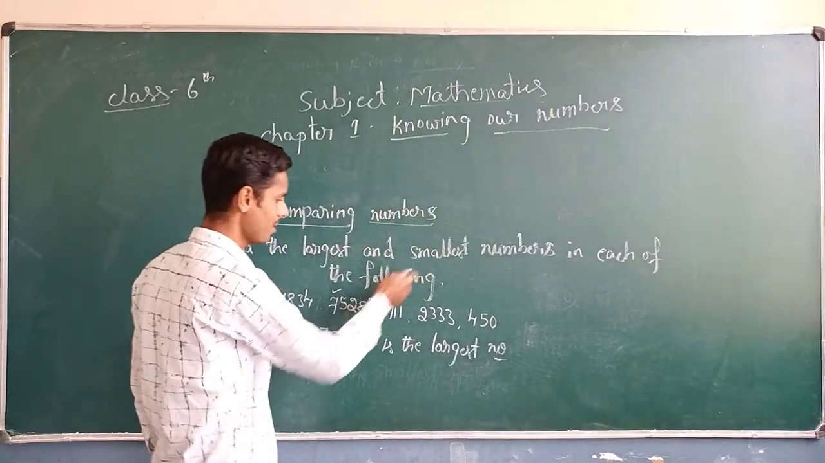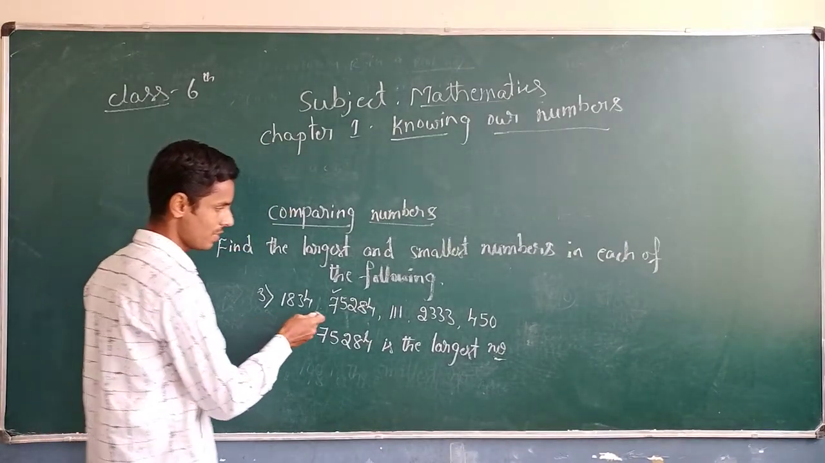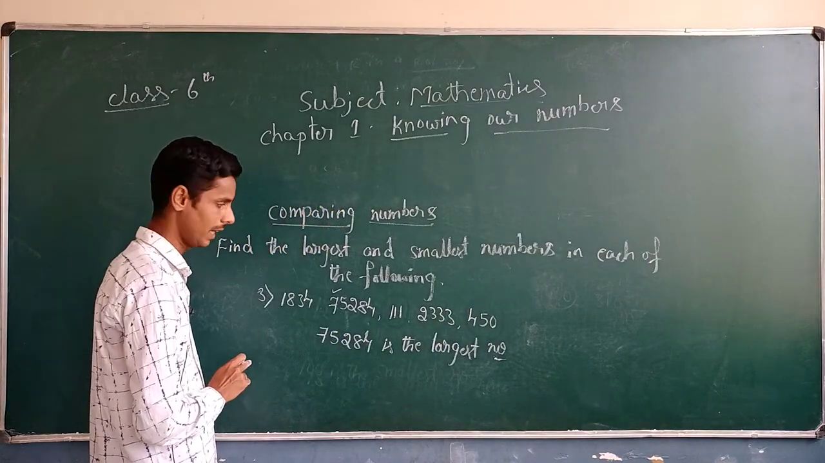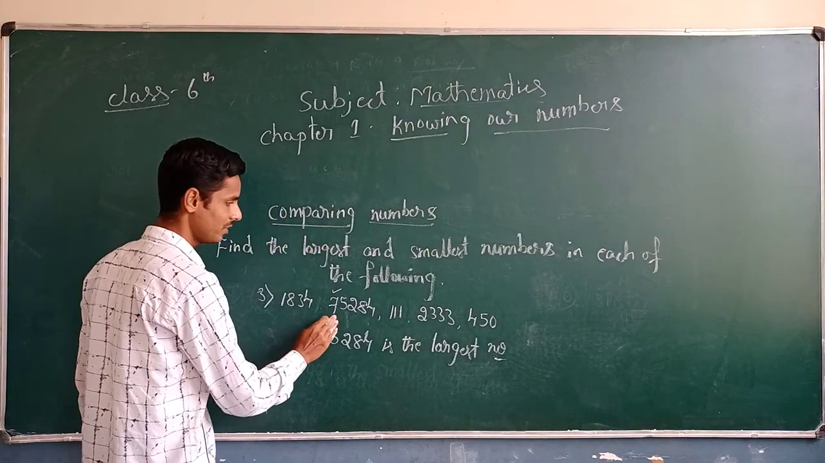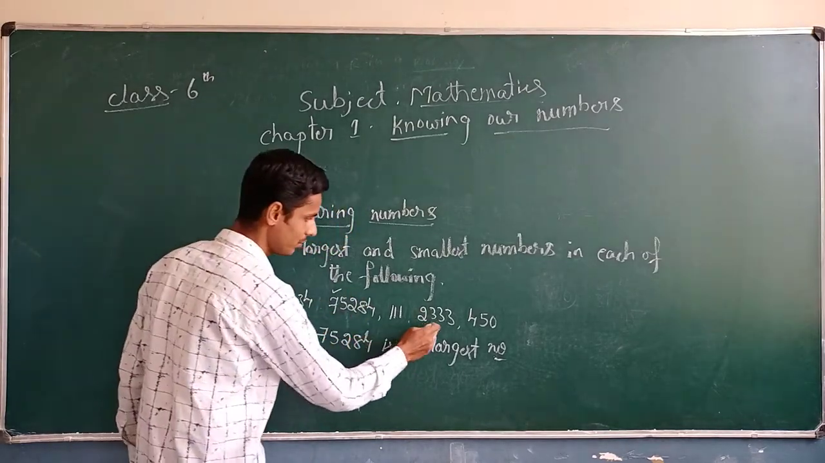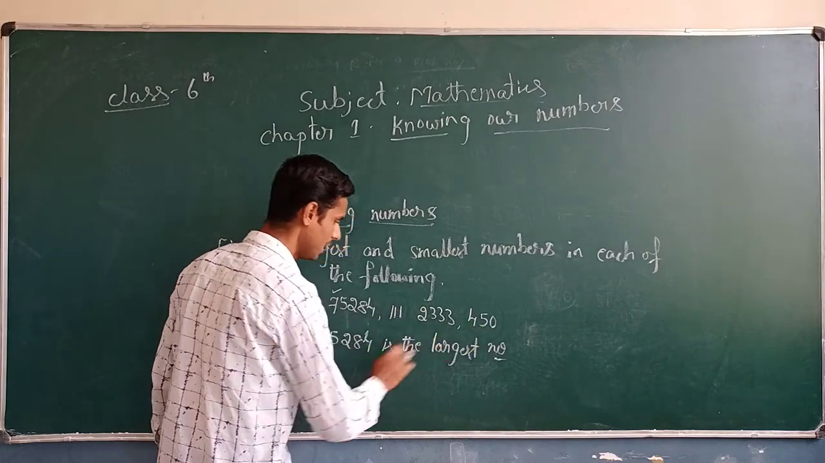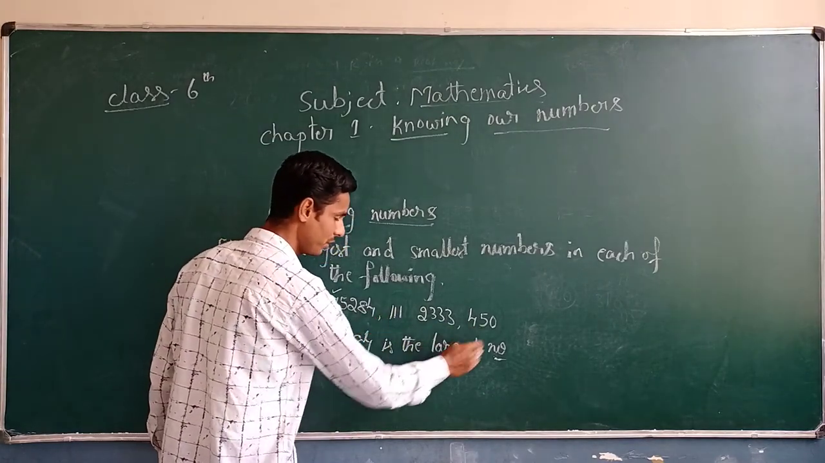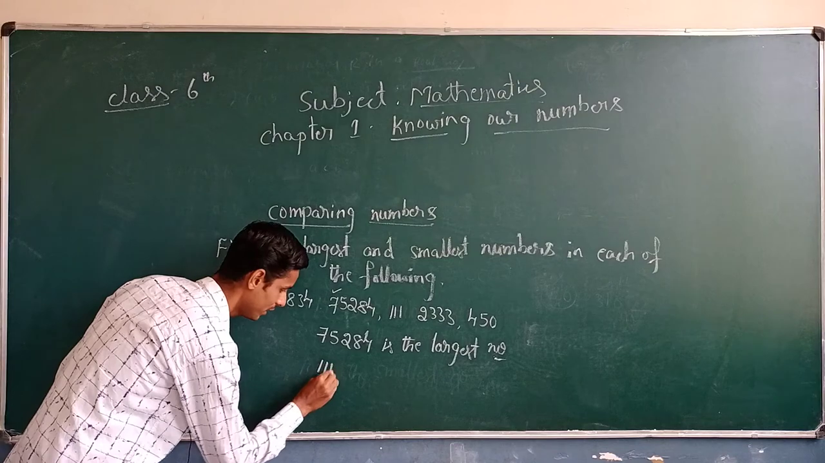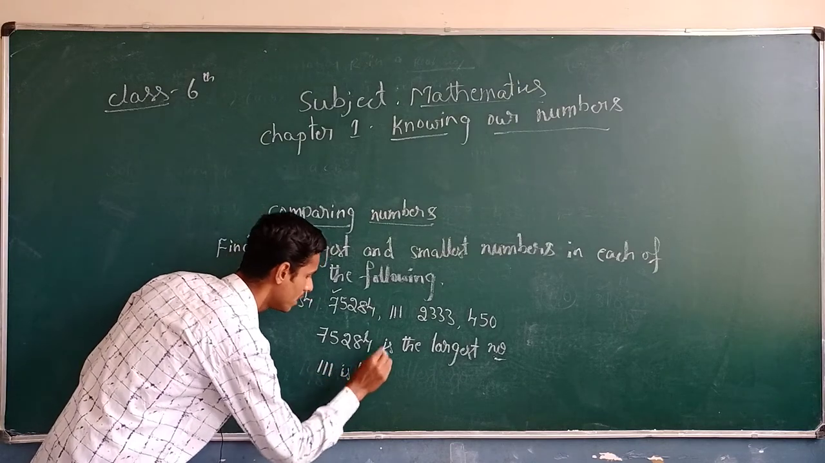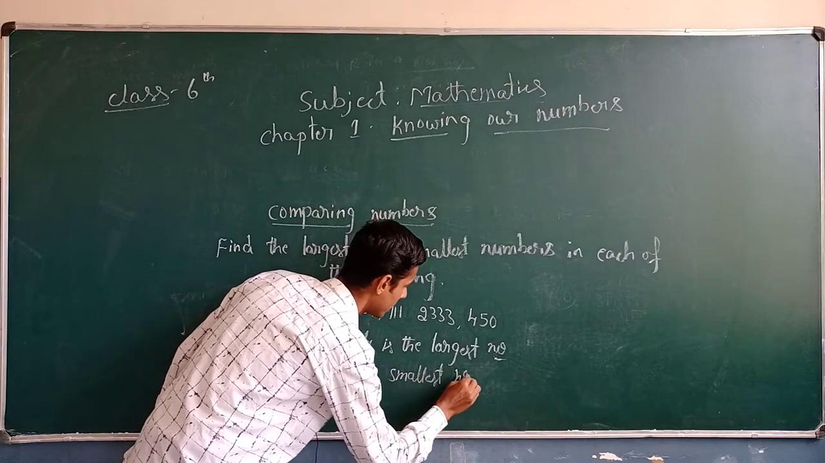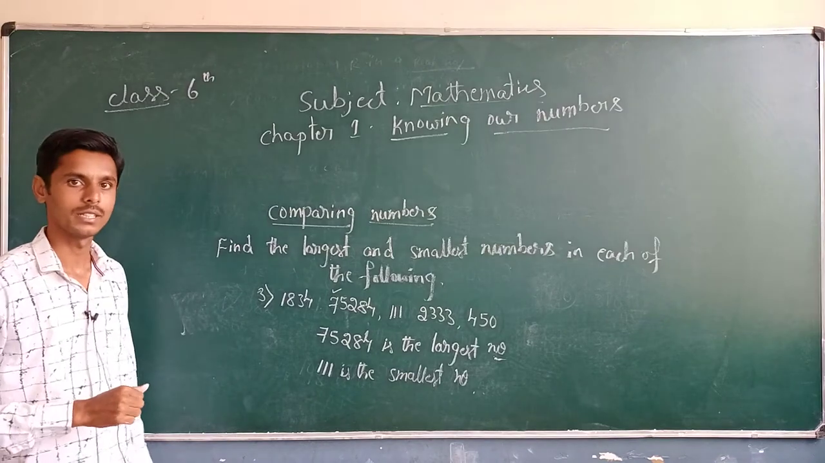Then what about the smallest number? These two numbers have the same number of digits, right? So this is a 4-digit, 5-digit. This is also 4-digit. If you leave out those numbers, these two we have to compare: between 111 and 450, which is smaller? 111 is smaller, right? 111 is the smallest number.